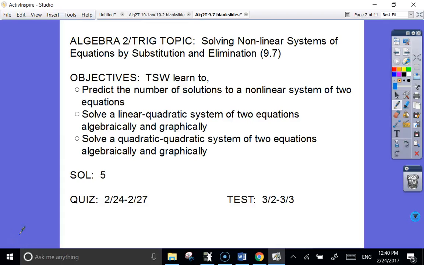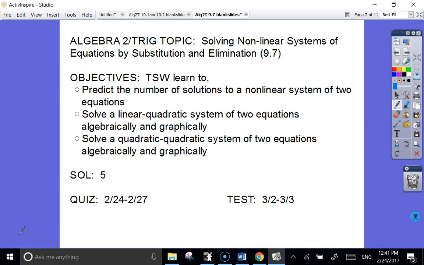So now we learned to solve nonlinear systems by substitution and elimination. It's kind of a review. You're going to be doing this on the quiz, but it'll be with linear. But this will be the nonlinear. These are the SOL essential learnings, or whatever they call them.